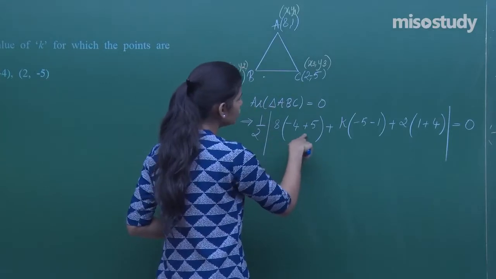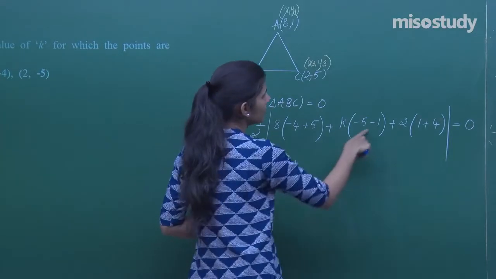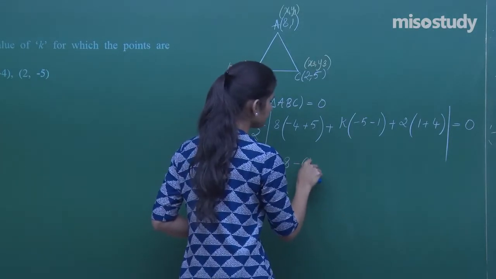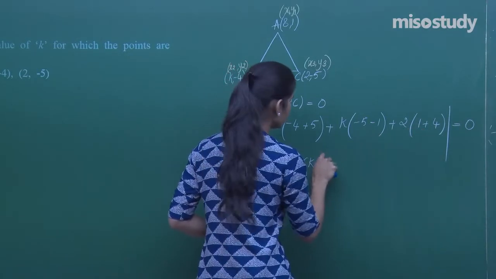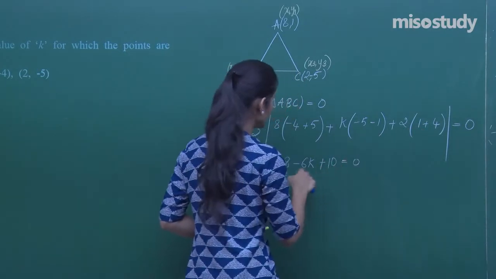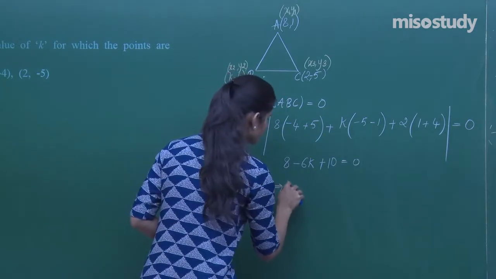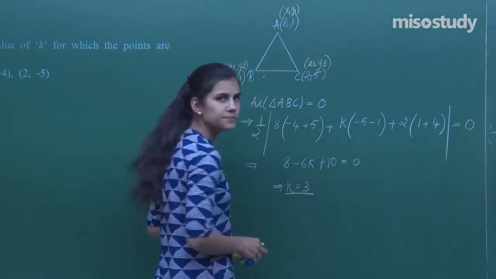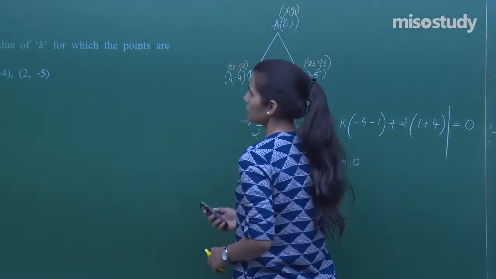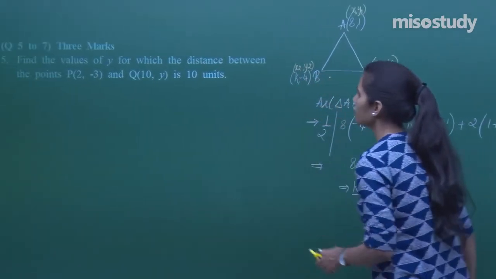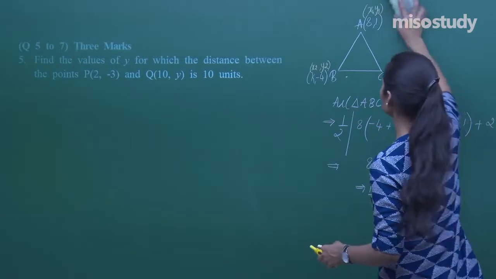So you get 8 into 1 is 8. This is minus 6k. This is 5 into 2 is 10. 10 plus 8 is 18. You get 18 is equal to 6k. So k comes out to be equal to 3. Fine. Next question says that find the value of y for which the distance between these 2 points is 10 units.